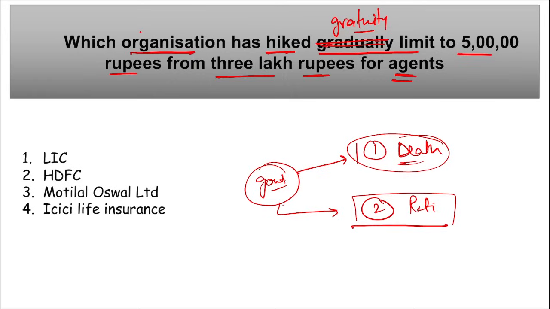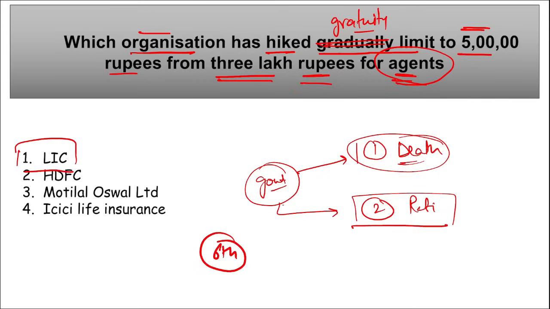So the question asked here is which organization has hiked the gratuity limit to 5 lakh rupees, that was earlier 3 lakh rupees, for their agents. So it is your LIC, Life Insurance Corporation. They have increased their gratuity limit to 5 lakh rupees from 3 lakh rupees, and their aim is to improve the working conditions and benefits of the agents from 6th of December 2023.